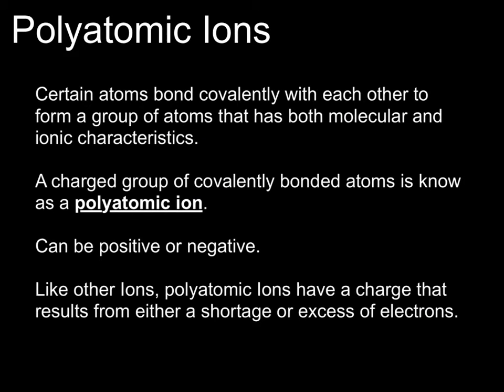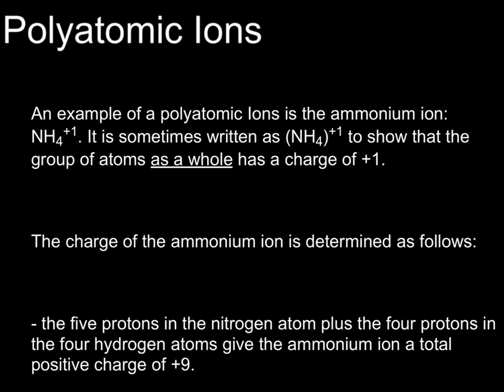So let's take a closer look at these. Polyatomic ions are certain atoms that are bonded covalently with each other, and they form a group of atoms that has both molecular or covalent and ionic characteristics. This collectively charged group of bonded atoms is known as the polyatomic ion, which can have either a positive or a negative charge. Like other ions that we've dealt with, polyatomic ions have a charge that results from either a shortage or an excess of electrons. An example is the ammonium ion, NH4, which has a +1 charge.